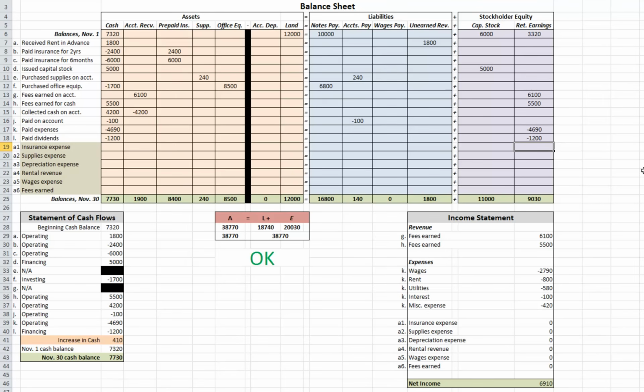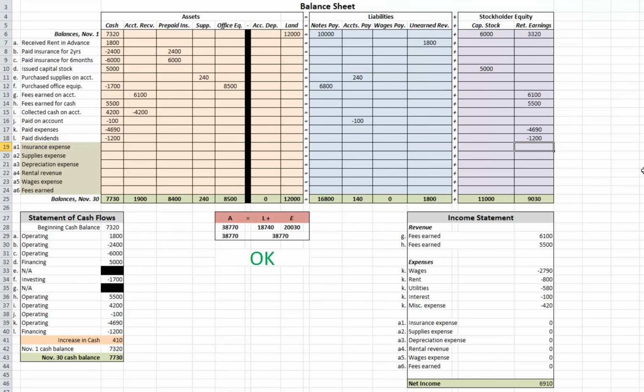Now, think about that and look at the comparison. Our net income was almost $7,000. But if we go over to our statement of cash flows, our cash only increased by a net amount of $410. Because there are some things that didn't involve cash. Transaction E and G did not involve cash at all. So that's what we mean by accrual accounting.